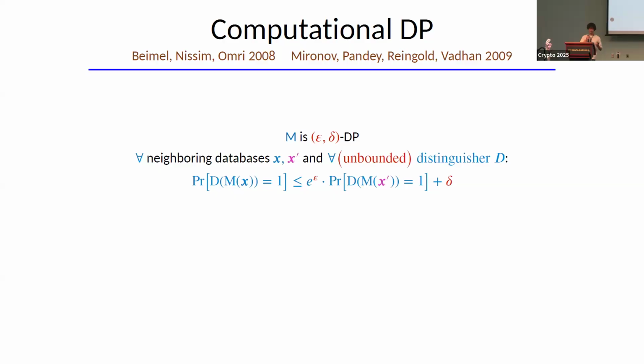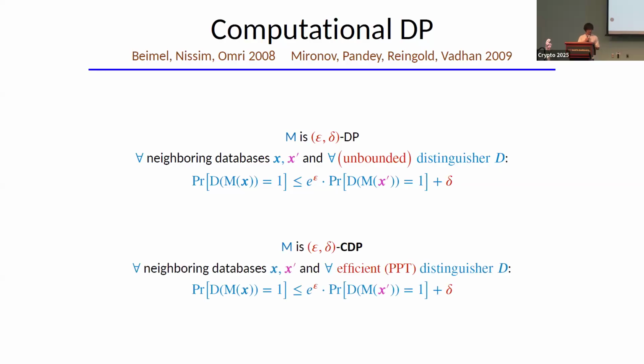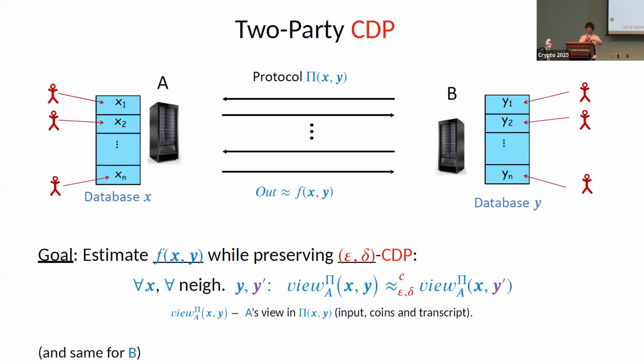So what is computational DP? Recall that in standard DP, we require that the output distribution is indistinguishable for any unbounded distinguisher. But actually, we don't need such a strong requirement. We can only require it to be indistinguishable for efficient distinguishers, and we call it CDP. And we can also move this requirement to the two-party setting. In two-party CDP, we only assume the adversary is computationally efficient, and now we only want to preserve epsilon-delta CDP in the two-party setting.